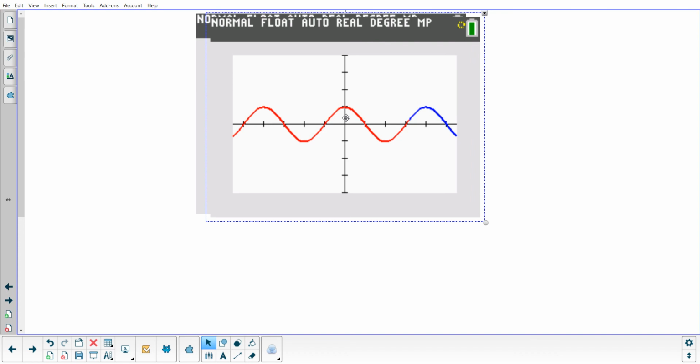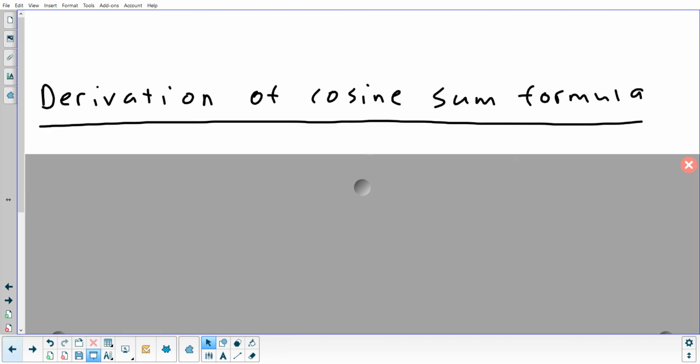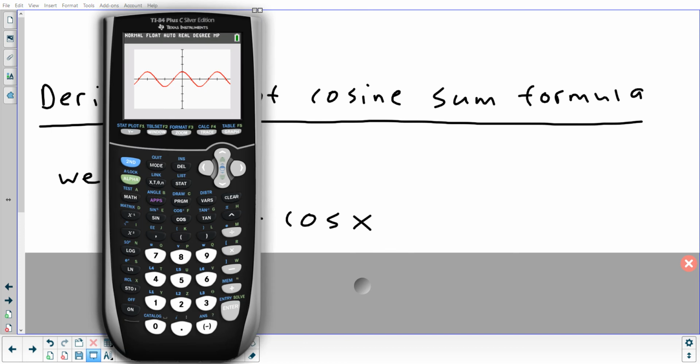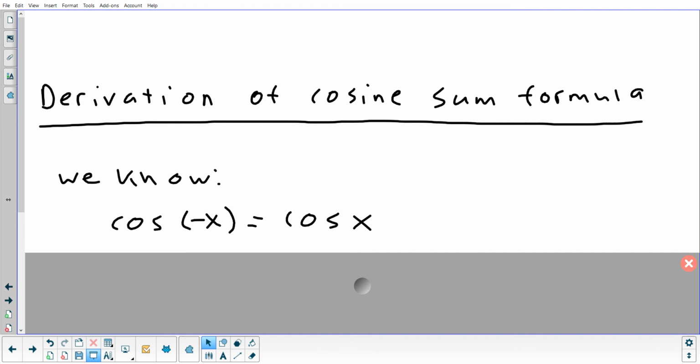You can see it was right in the middle of tracing over it. So that means this. If you do a reflection of cosine, you get the same thing as the original. Now, let's look at sine. And let's see if that same idea works.